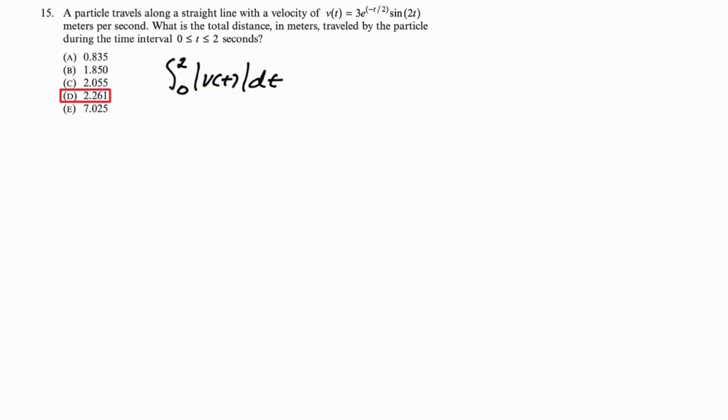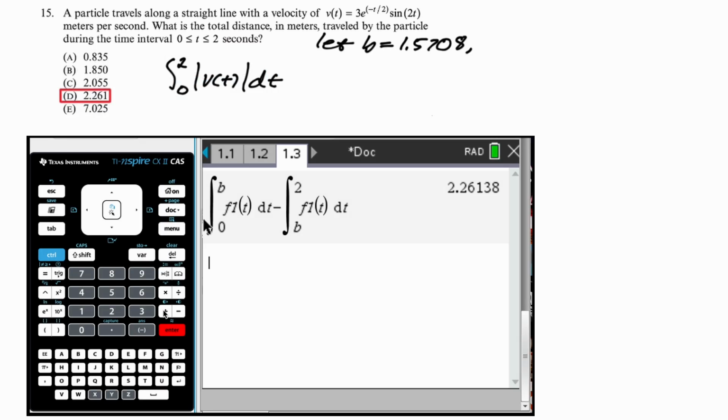All right, so in my work, if this was free response, what I would do is I would say let b equal 1.5708, and then I'm going to say that the distance traveled is going to be the integral of velocity anywhere velocity is positive, and then minus the integral of velocity anywhere velocity is negative. So I would set this up. Doing this calculation, we saw we got the exact same answer.